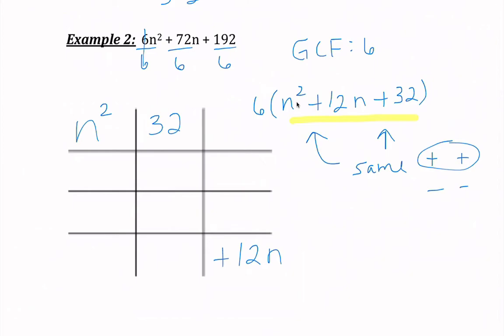So let's find my factors. My factors of n squared are n times n. My factors of 32 are 1 and 32. I do it backwards. 2 and 16. I'm going to go out to the side because I'm running out of room. 4 and 8, and 8 and 4.